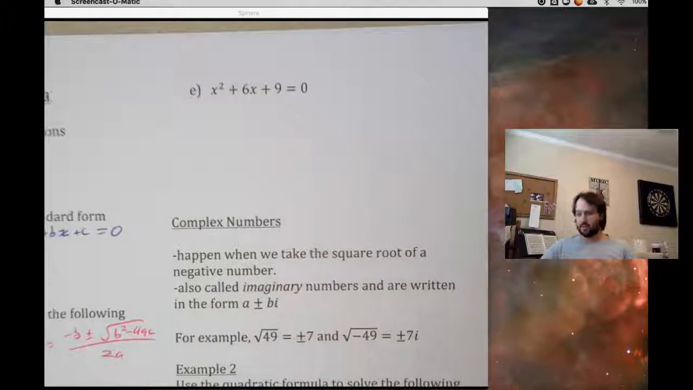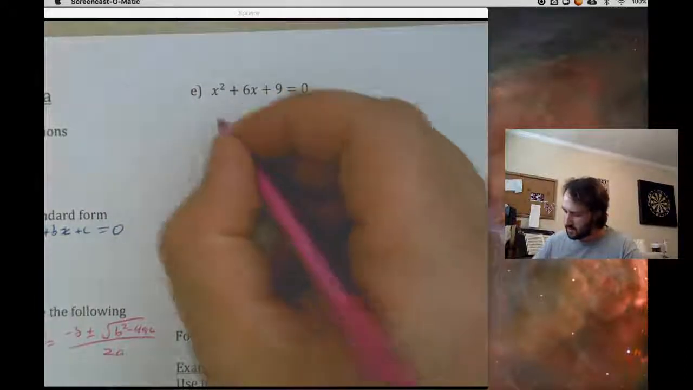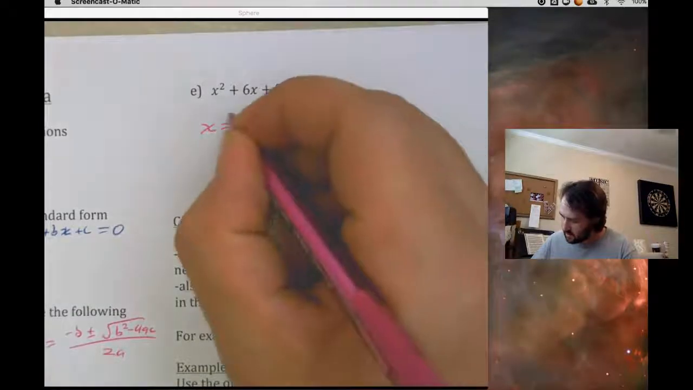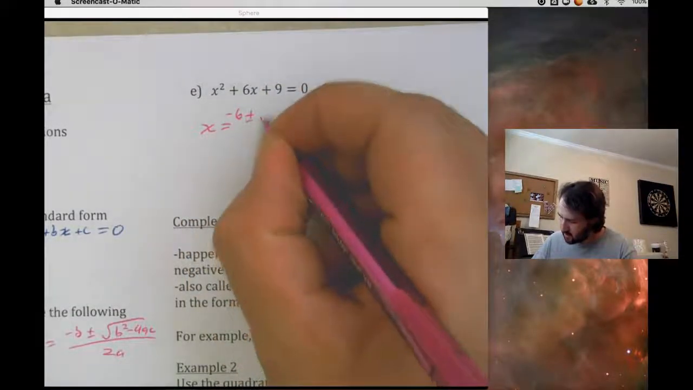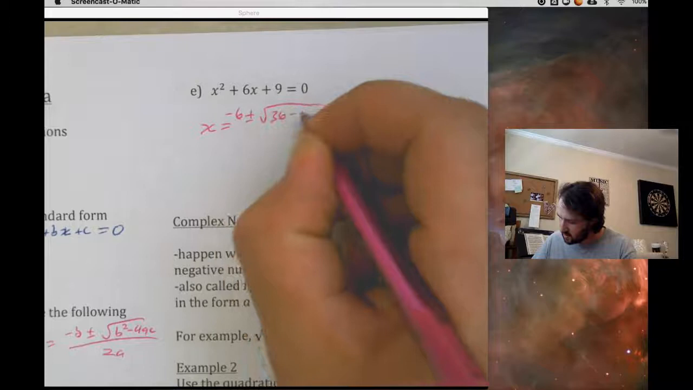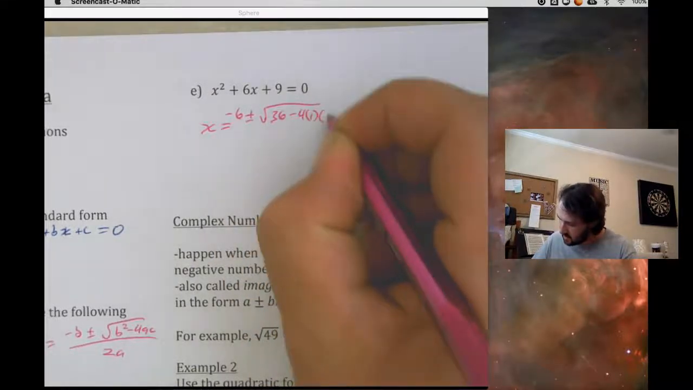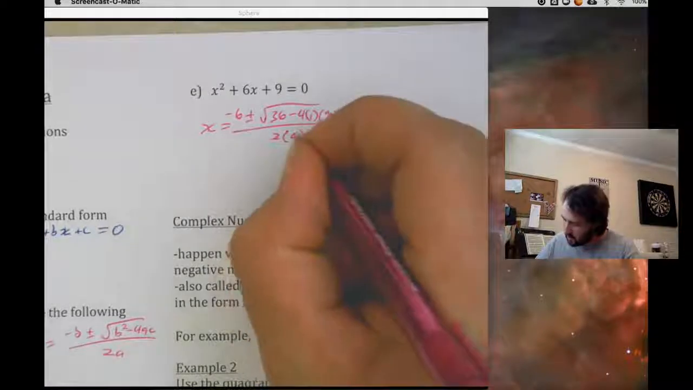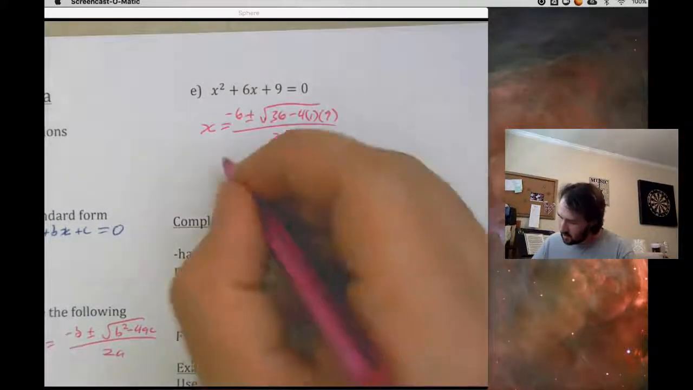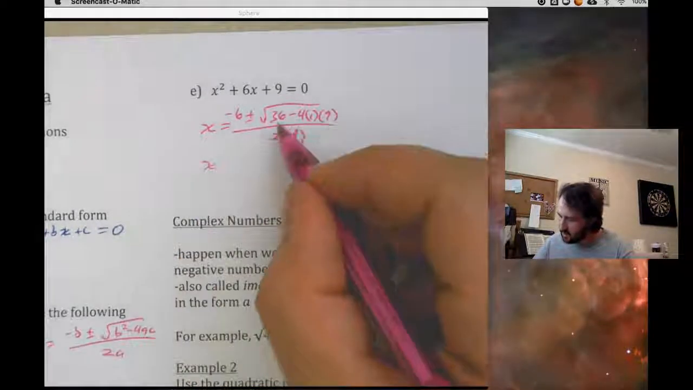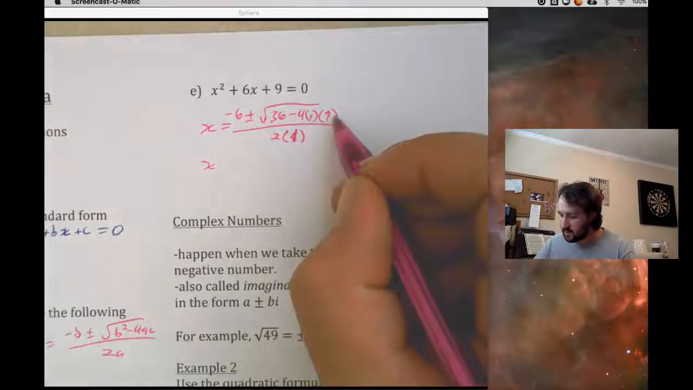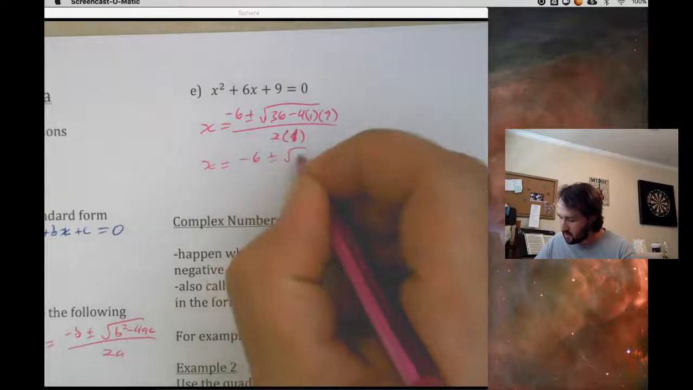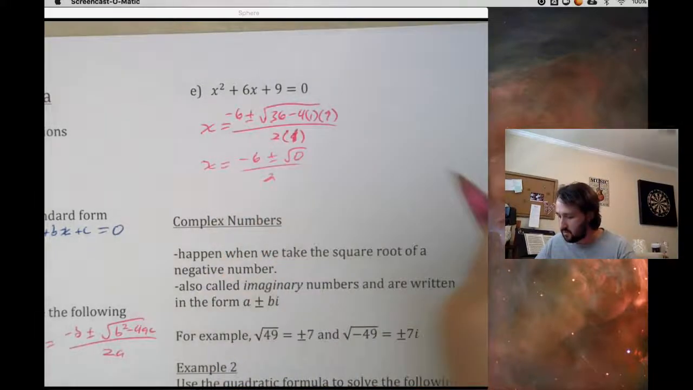With E, I'm just going to show you this one real fast. We already have it set up, so I'm just going to throw this stuff in. It's negative b plus or minus square root of b squared, so 36 minus 4 times a times c, all divided by 2 times a, which is 1. I'm sorry. So now, notice in here, this is 36 minus 4 times 9, which is 36. So I have negative 6 plus or minus square root of 0, essentially, all divided by 2.